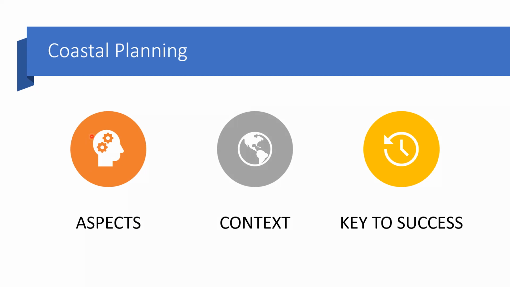Now that brings me to context. As we know, there are three different types of water bodies: riverbanks, lake shores, and then of course the open ocean or the beaches, for example. And again, those three contexts vary as well from one country to another.